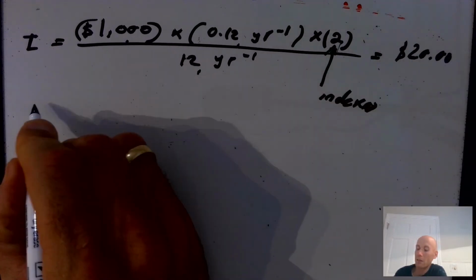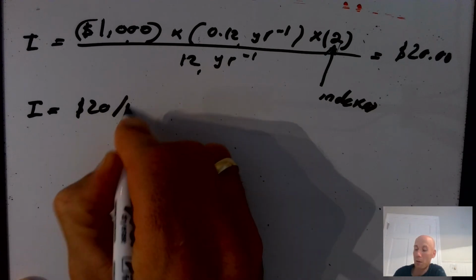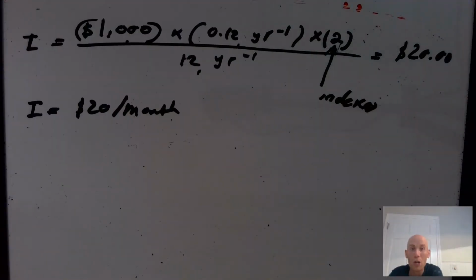And so what you can see is that the interest here, for this particular example, is always going to be $20 per month. Just how it works out. So every month I'm going to have to pay $20 to the lender for this particular loan. So it's very simple to understand, very simple to apply. And wouldn't that be nice if the world looked like that? Because then you can just easily do it all and understand it.